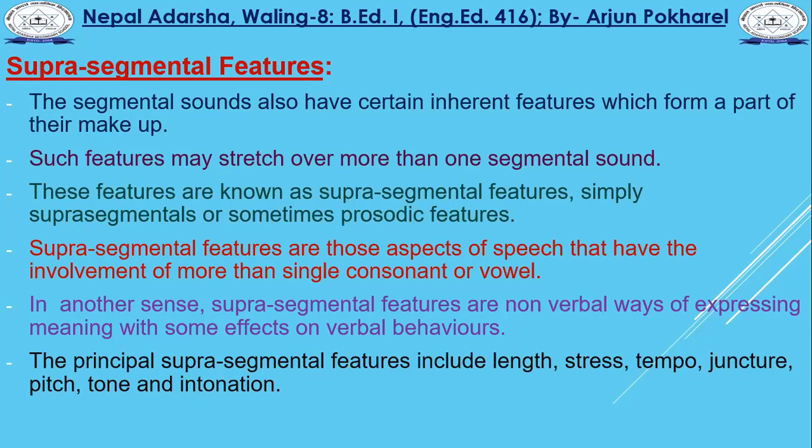In this way we have got 7 different suprasegmental features mainly. The principal suprasegmental features include length, stress, tempo, juncture, pitch, tone, and intonation. What are suprasegmental features? Describe them in detail. This question is from a long answer perspective in the examination. More such questions will be asked from this chapter, so you need to be clear about that. We will describe these features one by one here.